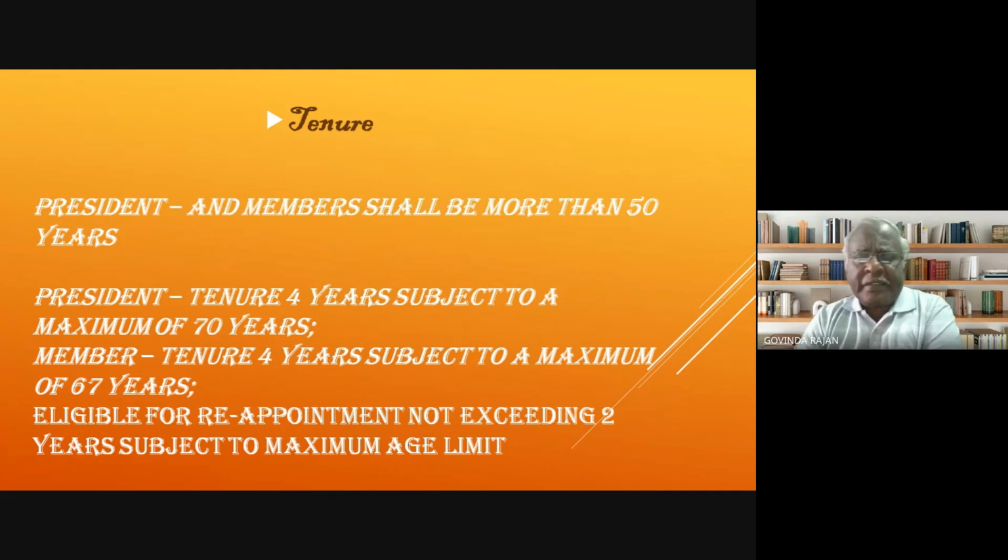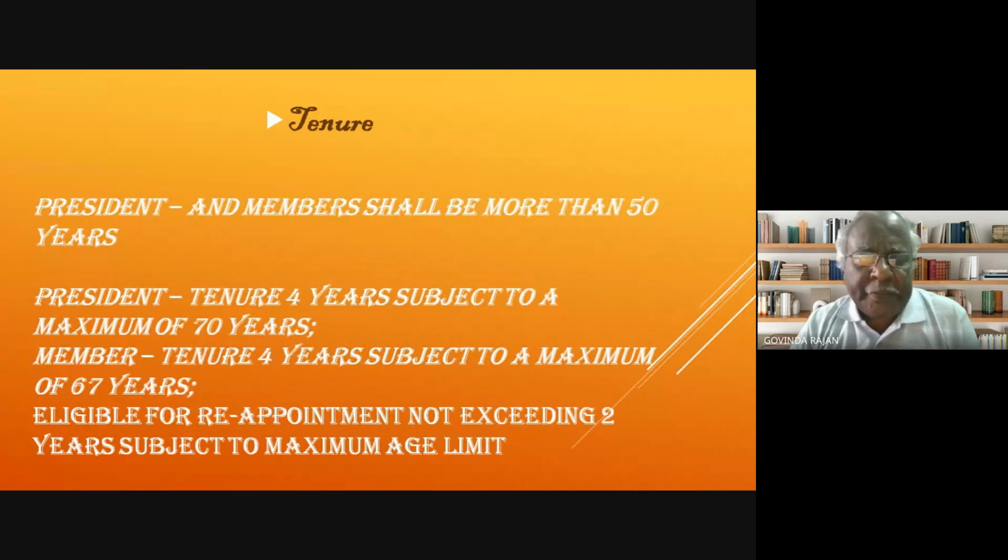Then we come to the age criteria. The age of the president of the tribunal shall be more than 50 years. Below 50 years, they cannot be appointed as president. The tenure is 4 years, subject to a maximum of 70 years. Beyond 70 years, nobody can act as president. Technical members also have a tenure of 4 years, subject to a maximum of 67 years. So the maximum for the president is 70 years, and the maximum for technical members is 67 years.